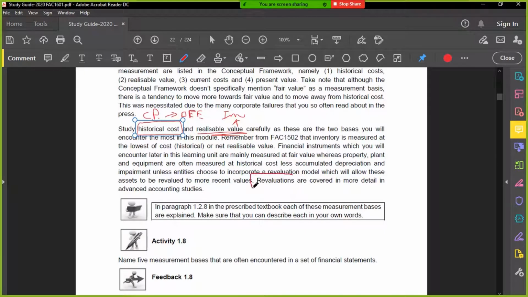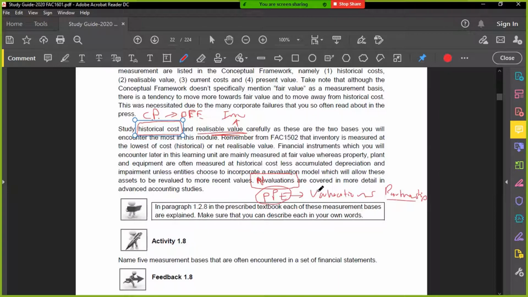A revaluation? I don't think you've done a revaluation, hey? No. Yeah, revaluations only come up in PPE, and we won't look at it in PPE. We'll look at it when we do valuations, and that'll be part of partnerships. Okay, in a partnership, you do something similar to a revaluation, but they don't call it a revaluation. They call it a valuation, right?